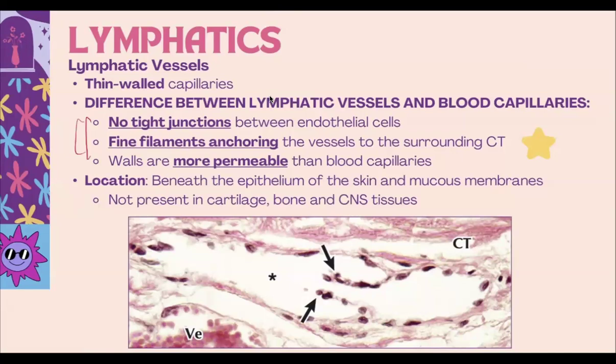They're very leaky. And then you can have fine filaments, which anchor the vessel to the surrounding tissue. Blood capillaries don't have that, and lymphatic vessels essentially have filaments that attach them to the surrounding connective tissue. And lastly, their walls are more permeable, and this goes hand in hand with the no tight junctions. You can see lymphatic vessels below the epithelium of the skin, and there are certain locations where they're not present, which are the cartilage, the bone, and the CNS tissues, so central nervous system.